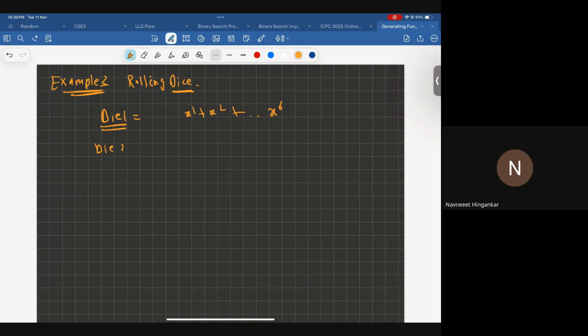Now similarly die 2 will be similar. Now you need to find how many ways to get sum n, right? So it's just x raised to the power 1 up to x raised to the power 6, squared, and whatever the coefficient is in x raised to the power n, that's your answer. This is rolling dice. Now let's consider some more EGF examples.